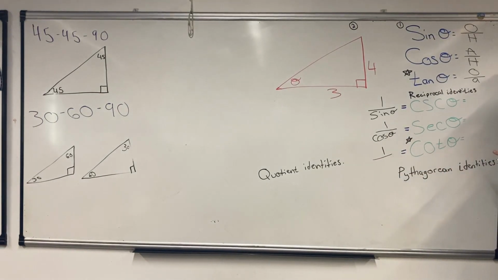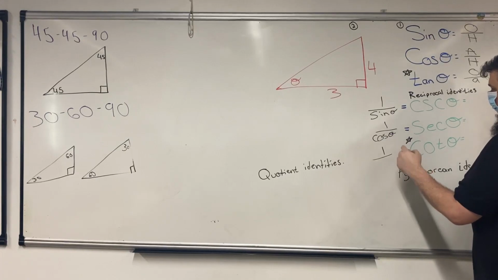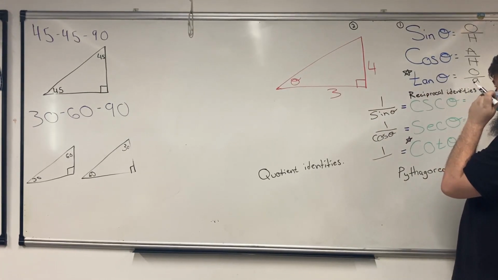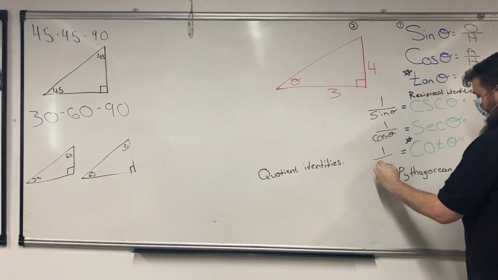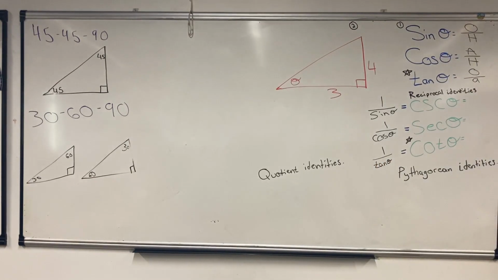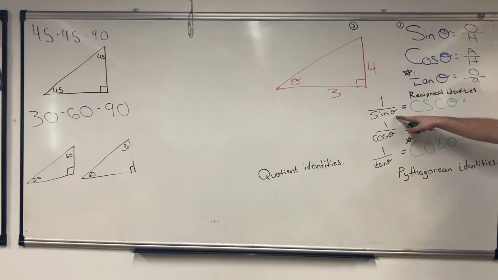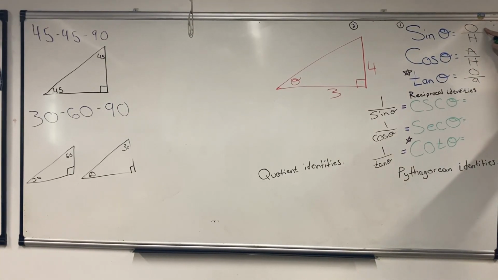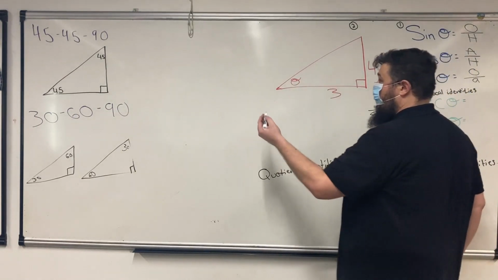I'm going to show you how to find adjacent in just a second, because they change based on where theta is. So, if I look at these algebraically, 1 over sine theta, this would be 1 over O over H.